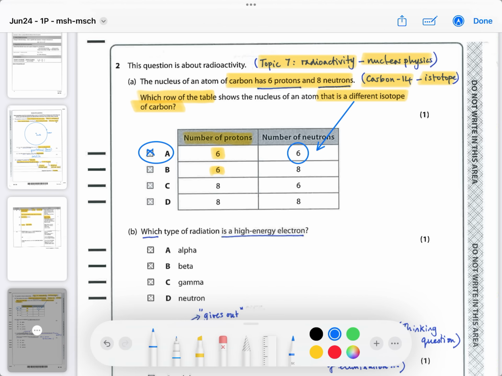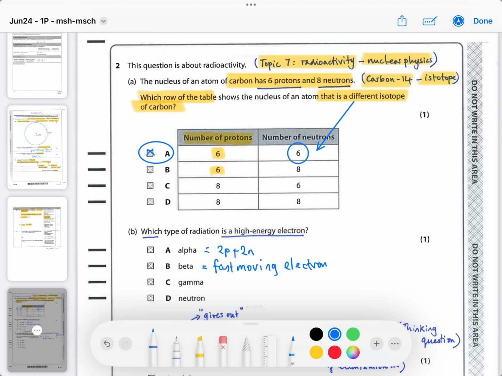Part B of this question says, which type of radiation is a high energy electron? Well, alpha is 2 protons and 2 neutrons. Gamma is, the answer is B. It's a fast moving electron.